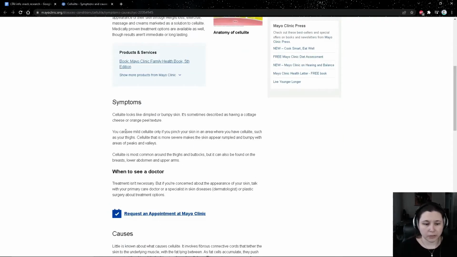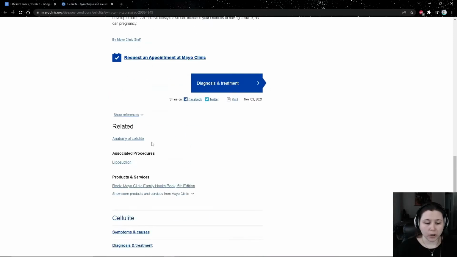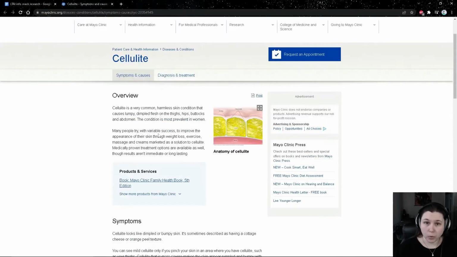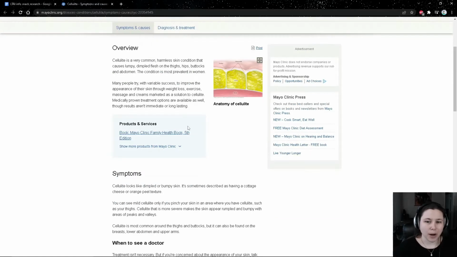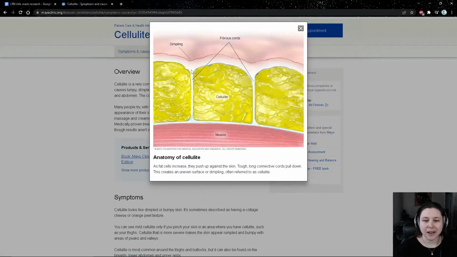And then it goes on for symptoms, when to see a doctor. Little is known about what causes cellulite. It involves fibrous connective cords that tether skin to the underlying muscle with the fat lying between. And we're going to look at another picture because they say it's more prevalent in women, and there's a reason for that. I'm surprised that they don't seem to talk about why it's more prevalent in women, but here we can see a picture where they show what those fibrous cords look like. So that's the surface of the skin. You can see that dimpling there. And then here's that adipose tissue sitting on top of the muscle layer.